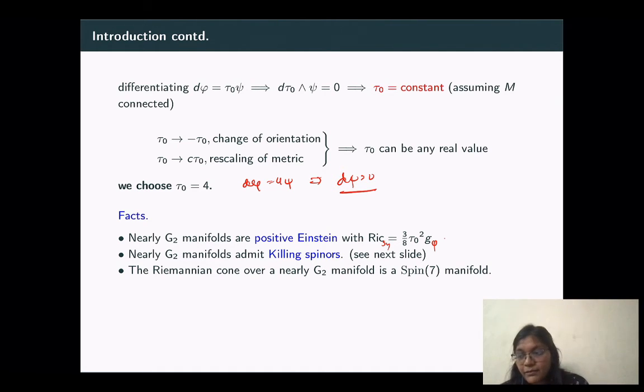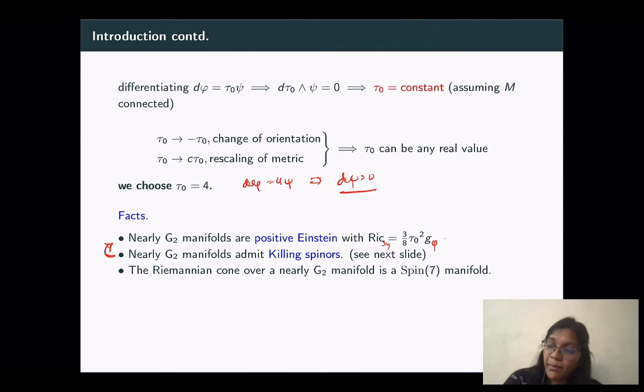Another interesting fact which we will see is that nearly G2 manifolds admit Killing spinors, and in fact 2 implies 1. Whenever we have a Killing spinor on our manifold, the manifold is Einstein. So the second actually implies the first. And the third very interesting fact makes them important for the study of special holonomy manifolds.